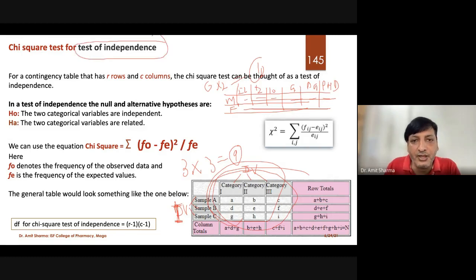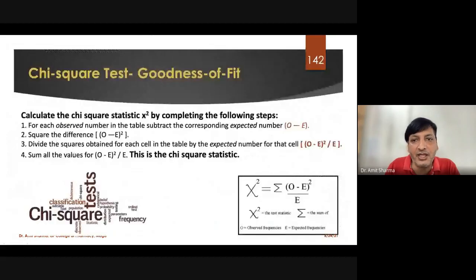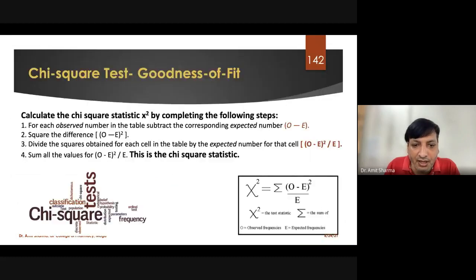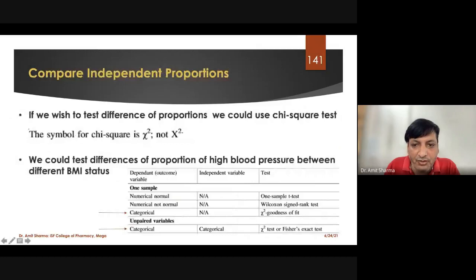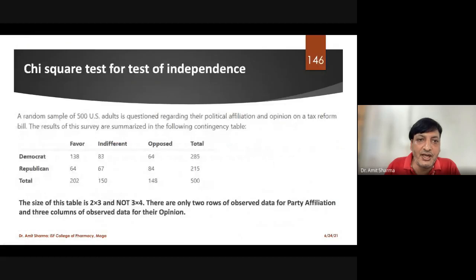We are not bothered about how many categories are there under independent and how many categories are there under dependent in case of goodness of fit. Now, goodness of fit test will be applied when you have only a single value for one variable. For example, you have only the dependent variable, you don't have an independent variable. Goodness of fit test will be applied when you don't have an independent variable and you have data of only the dependent variable. Clear?